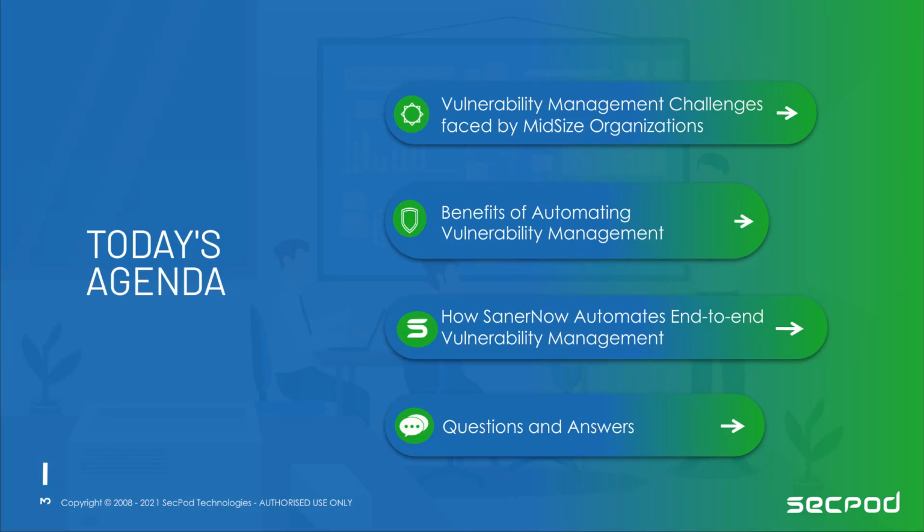Let us take a look at today's agenda. To begin with, we will be covering the major vulnerability management challenges faced by mid-sized organizations, and followed by that, we will be seeing the benefits of automating vulnerability management and how automating vulnerability management will increase the overall efficacy of a security framework. And we have the most important part of today's webinar, that is how SanerNow automates end-to-end vulnerability management. So in this section, Smita will demonstrate how SanerNow will automate vulnerability management, starting from vulnerability scanning, detection, assessment, prioritization to remediation.